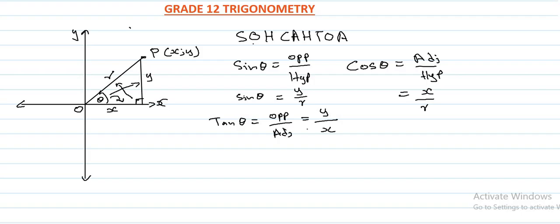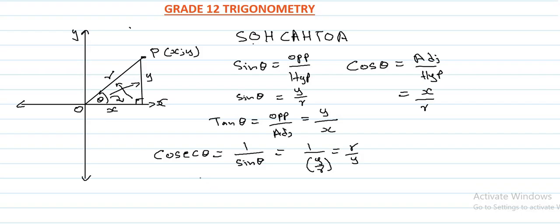So we have the reciprocal of sine, cos, and tan. The reciprocal is the cosec. The cosec of theta is the same as 1 over the sine of theta. And on our diagram, we said sine theta is y over r. So meaning the cosec of theta will be given by r over y.